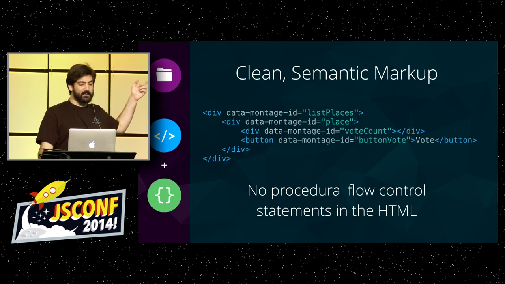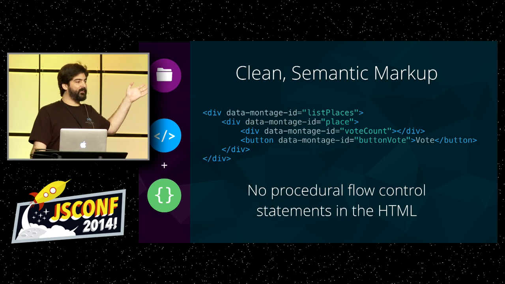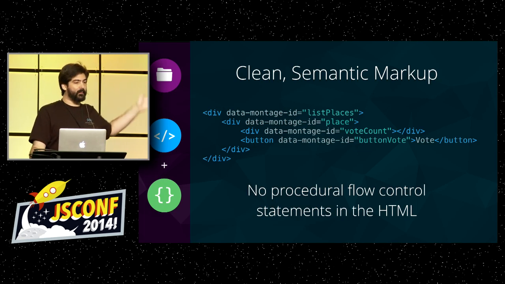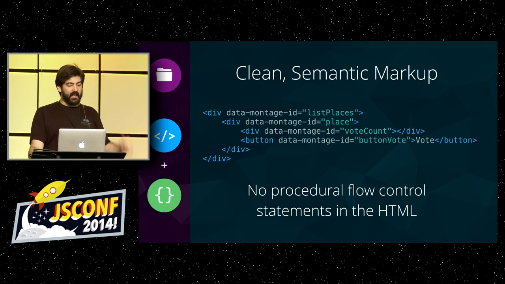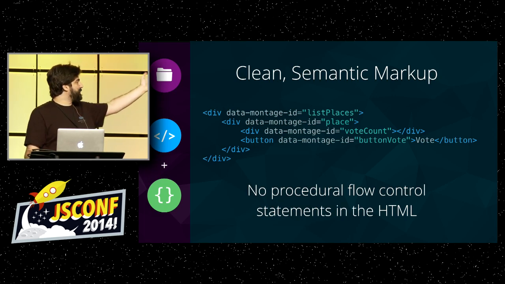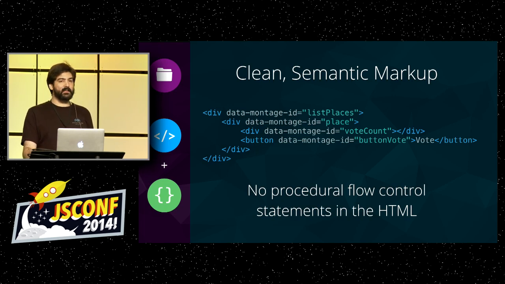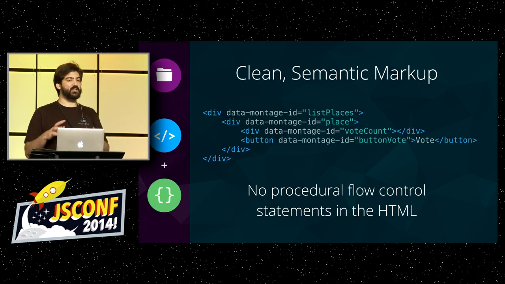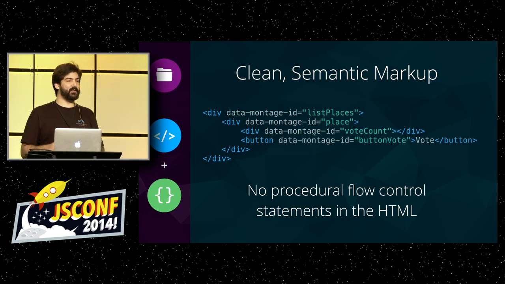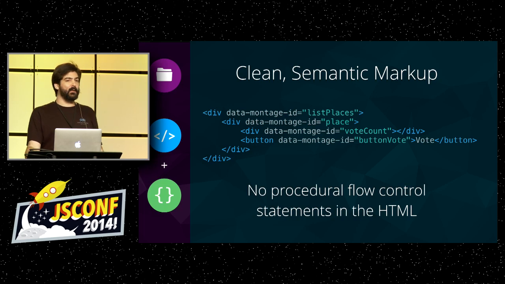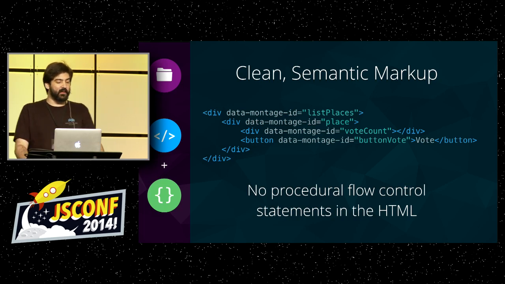So what you're looking at in this example here is the markup for a list. And instead of a for loop, basically, what we have here is just a div tag with a data-montage-id that says list places. And in your application, you would have a component in your component declaration. It's called a repetition. You'd use a repetition component, which will repeat all of the elements nested inside the attached div, or the attached element. It can be any HTML element.